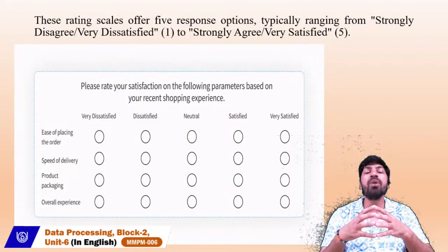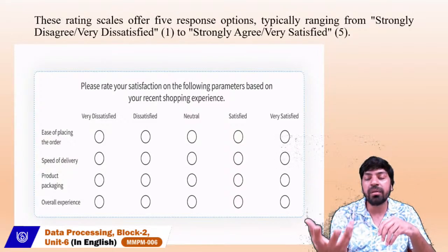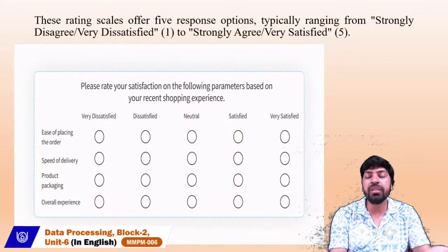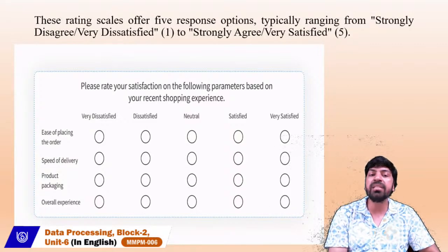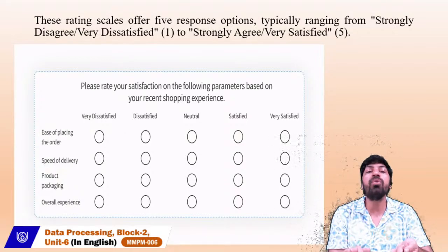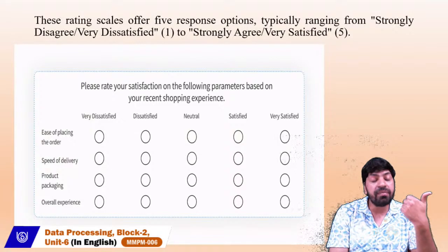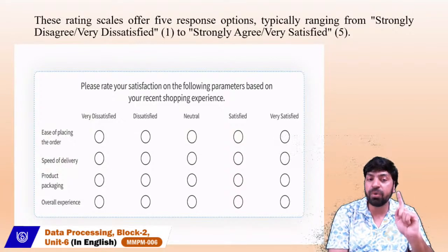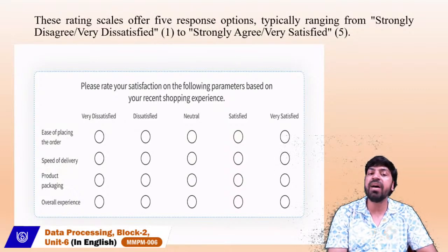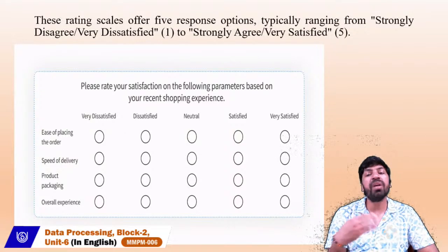So these rating scales offer you 5 response options. If you go for a shopping experience, or for dinner in a restaurant, automatically a range of options is available: very dissatisfied, dissatisfied, neutral, satisfied, very satisfied. Now it is our task to give codes to these options. We have coded 1 for very dissatisfied. Dissatisfied is 4, neutral is 3, satisfied is 2, and very satisfied is 1.